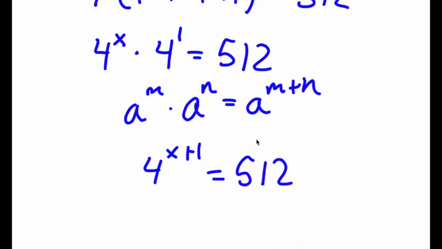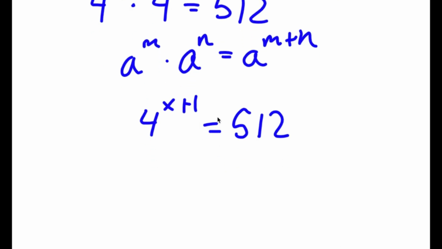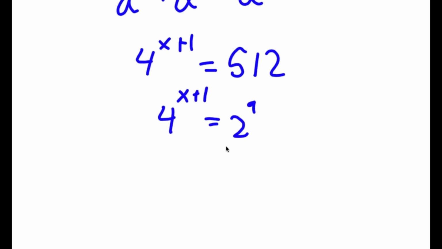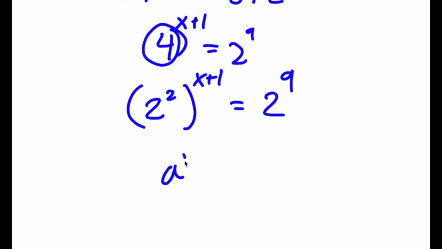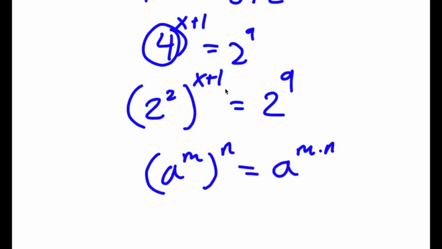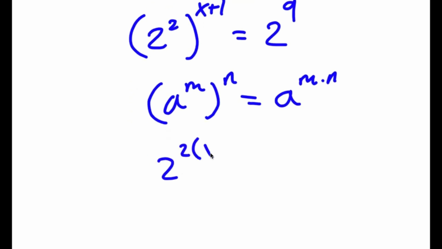So now I'm going to rewrite 512 as 2 to the power of 9. So I have 4 to the power of x plus 1 is equal to 2 to the power of 9. And 4 here, I can rewrite as 2 squared. So now I have 2 squared to the power of x plus 1 is equal to 2 to the power of 9. Now if I have something in the form a to the power of m to the power of n, this is equal to a to the power of m times n. So 2 squared to the power of x plus 1, that's going to equal 2 to the power of 2 times x plus 1, which is equal to 2 to the power of 9.